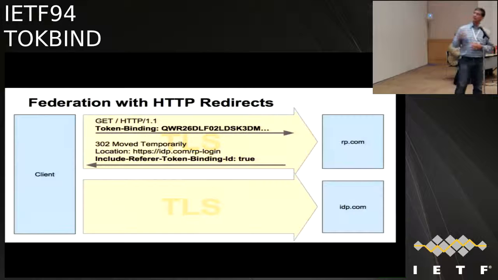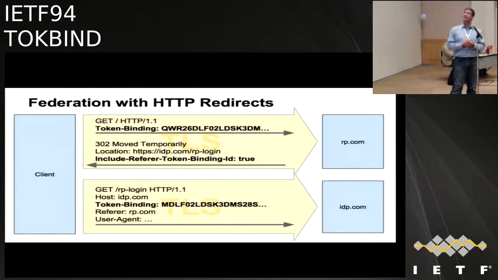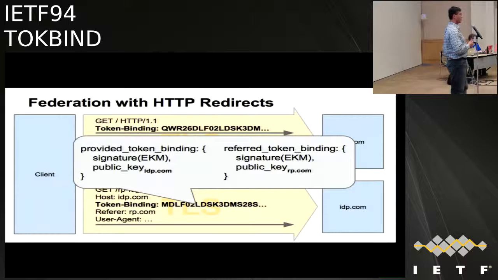So the flow basically takes the form where, when the redirect happens, the relying party sends a message to the client saying, add the token binding ID that you use for me to the request that you send to the identity provider. And this token binding header now contains two pieces of information. It contains the token binding ID that the client would normally use for the identity provider, which is how the identity provider can verify that its interaction with the client is legit. It also contains a second token binding ID called the referred token binding ID, which is the token binding ID that the client would use with the relying party.